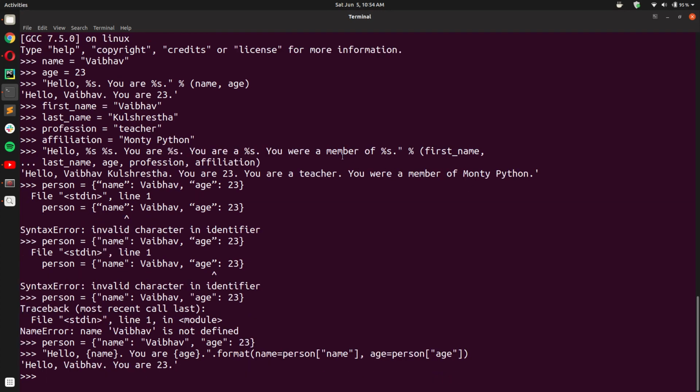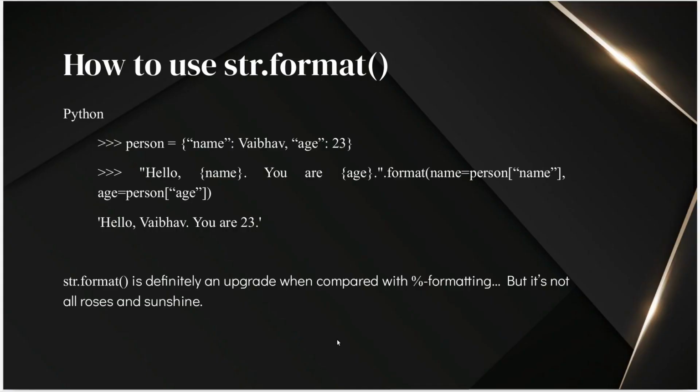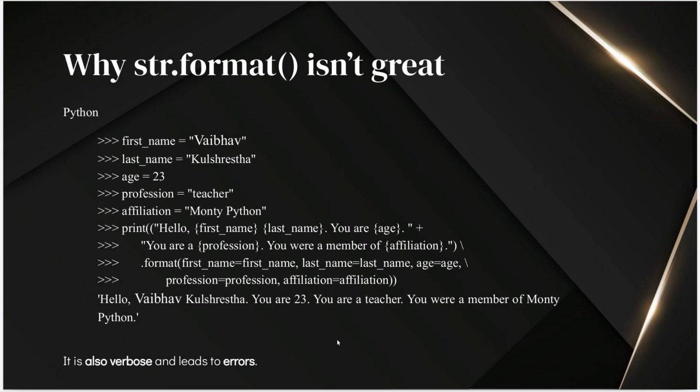So when I wrote this, you saw I got the correct output, hello Vaibhav, you are 23. But this was also slightly verbose. I had to type the names of the variables twice, name here, age here, along with their values. This is also not the ideal condition. And as you probably might guess, if I go into a more complex example like the one I have here, you will see why this is problematic.